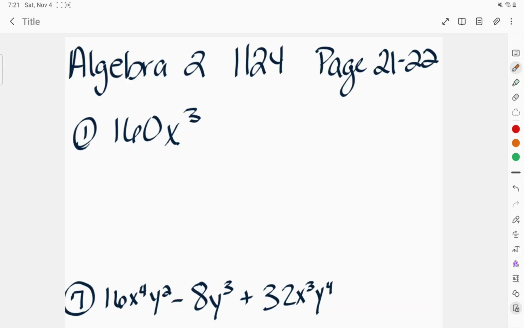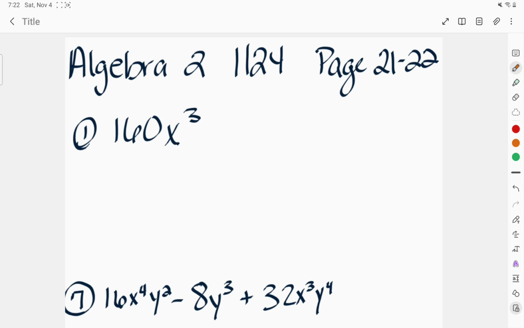This is Algebra 2, page 1124. We're going to do page 21 and 22. I'll do quite a few of these just to make sure that we understand them, because there's a lot of factoring, the difference of two squares, multiplying the difference of two squares, so we'll make sure we understand everything, okay?